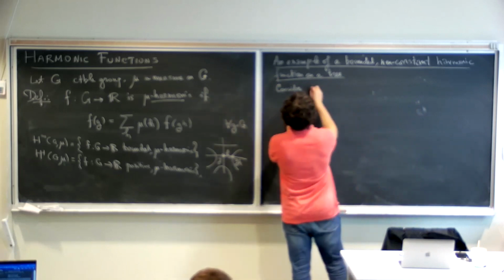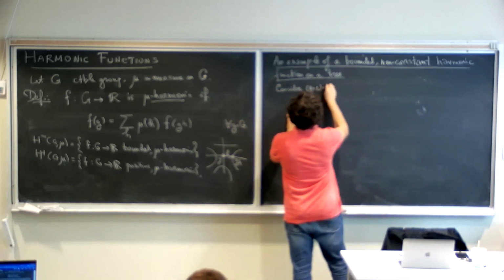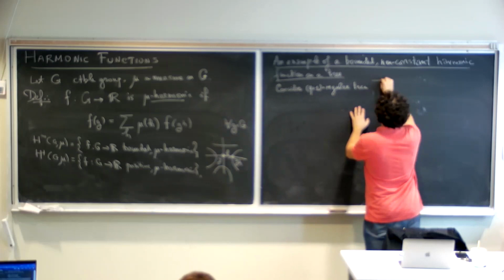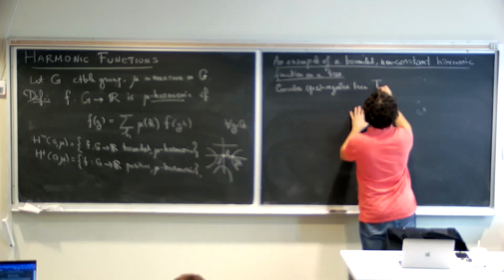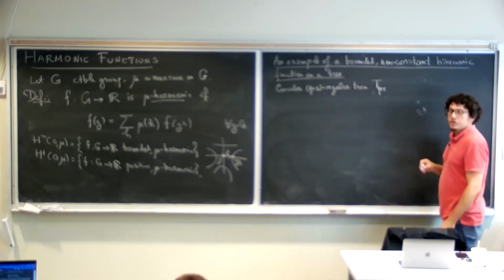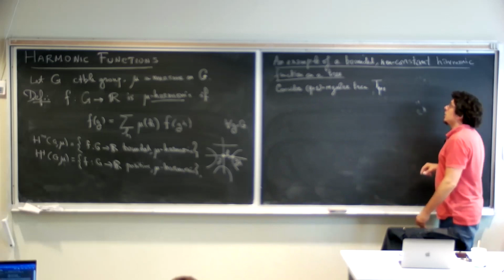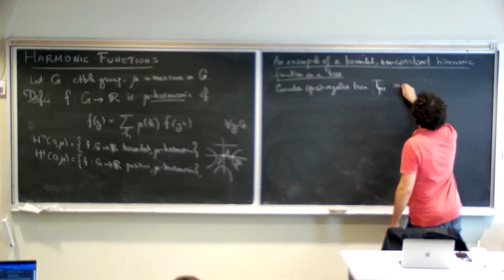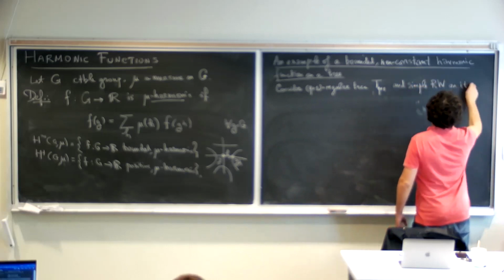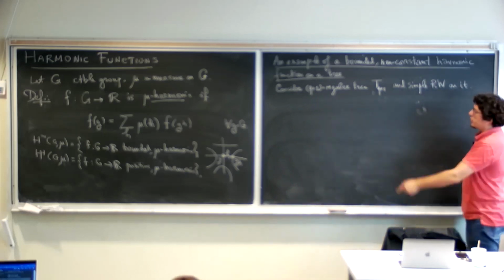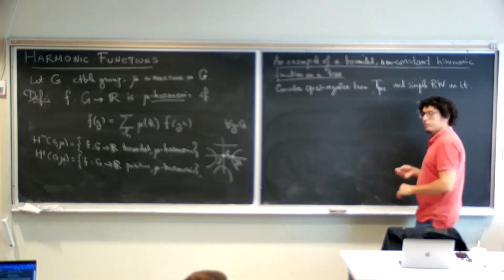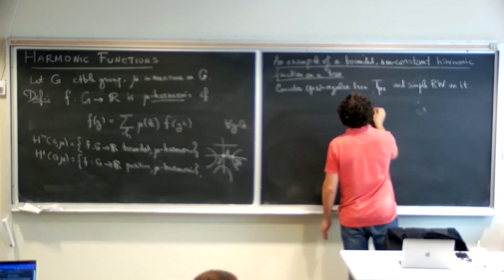So consider a q plus 1 regular tree. Let's call it T_{q+1}. So in our example, q will be 3. So we just get it for a regular tree. Right. And the simple random walk on it. So meaning that you're taking the walk which is uniform on its neighbors. So we just take the measure which is uniform on the neighbors.